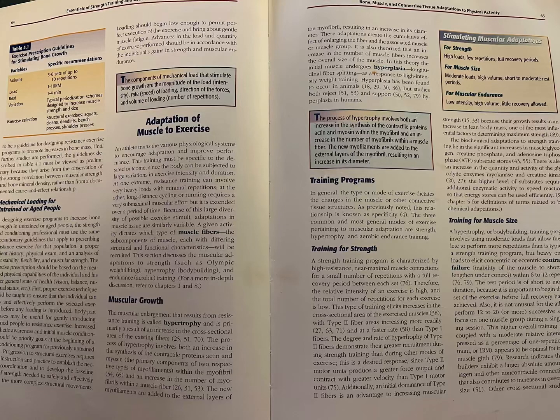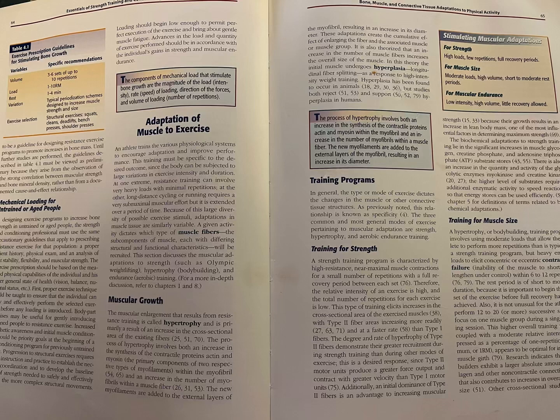Adaptations of muscle to exercise. An athlete trains the various physiological systems to encourage adaptation and to improve performance. This training must be specific to the desired outcome, since the body can be subjected to large variations in exercise intensity and duration. At one extreme, resistance training can involve very heavy loads with minimum repetitions.